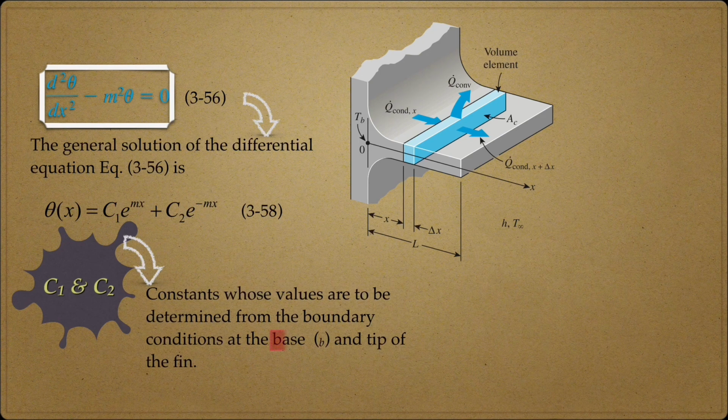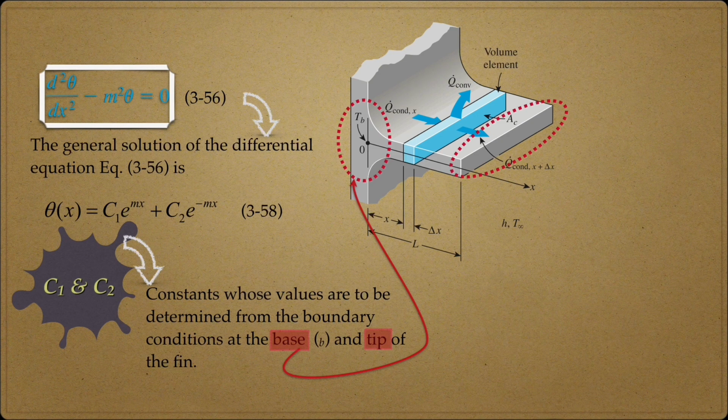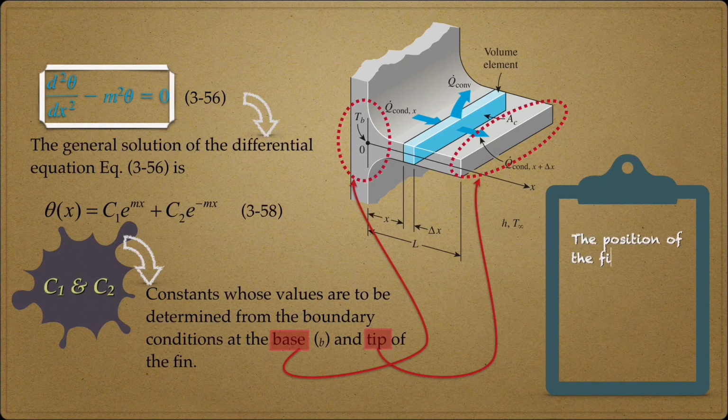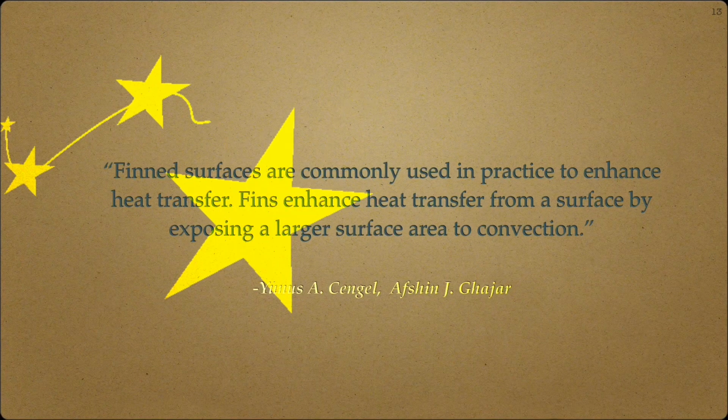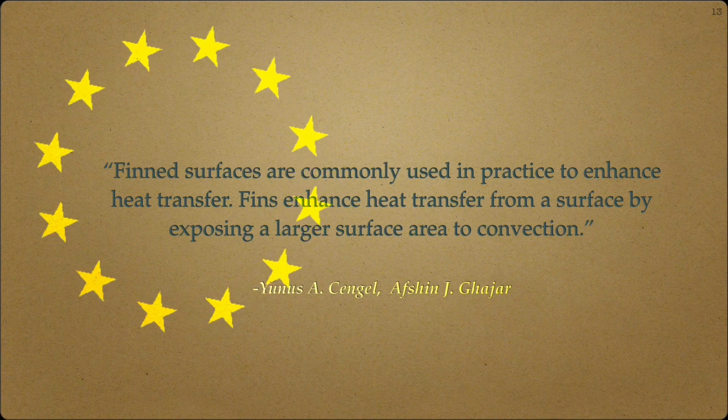C1 and C2 are arbitrary constants whose values are determined from the boundary conditions at the base and the tip of the fin. We need only two conditions to determine C1 and C2. At the fin tip, we have several possibilities, including infinitely long fins, negligible heat loss, specified temperature, and convection. In the following video, we will consider each case separately.